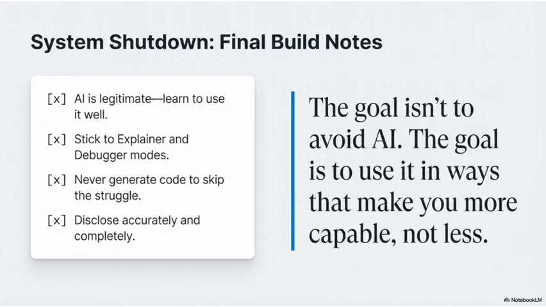Never generate code to skip the struggle. The difficulty is the mechanism of learning. Disclose accurately and completely. Non-disclosure when AI material affected your work is an integrity violation. The closing statement at the right says it plainly: the goal isn't to avoid AI. The goal is to use it in ways that make you more capable, not less. That is the professional standard that this course holds you to.